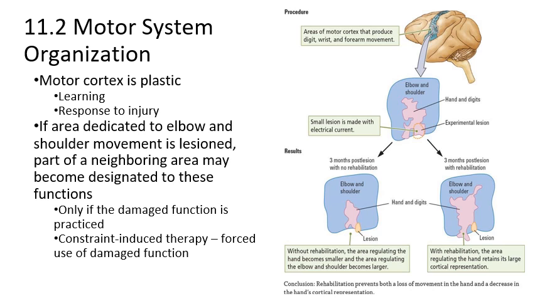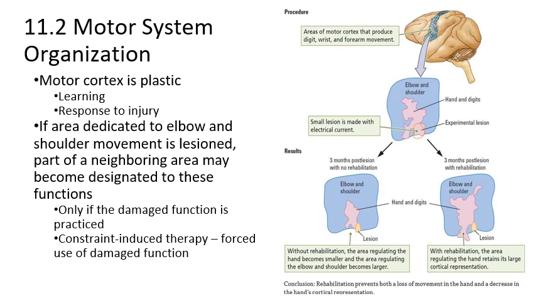Motor cortex is plastic. It changes according to learning, and it can change in response to injury. So if one area is injured, other areas can compensate for the function that was affected by that injury. So, for example, if an area that is dedicated to the elbow and shoulder movement is lesioned or cut, then part of the neighboring area can become designated to these functions instead. This only happens if the damaged function is practiced.